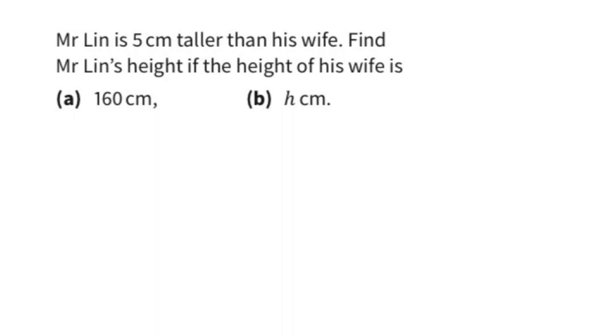So in this case here, Mr. Lin is 5 cm taller than his wife. Find Mr. Lin's height if the height of his wife is 160 cm. That is his wife, right? So for part A, it is simply 160.